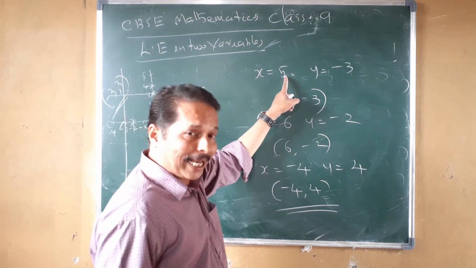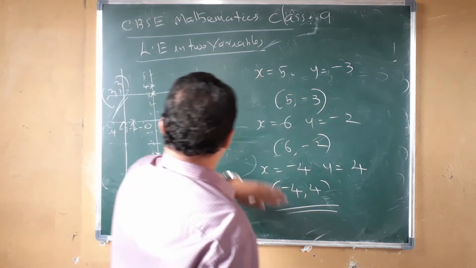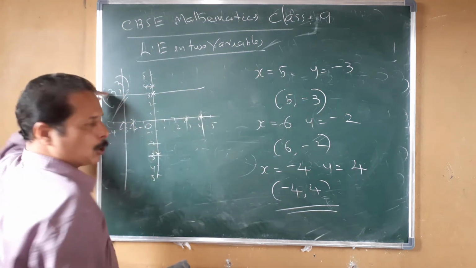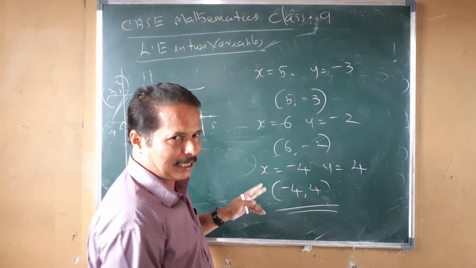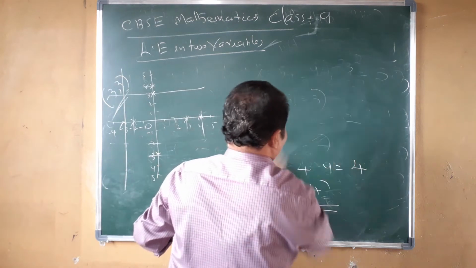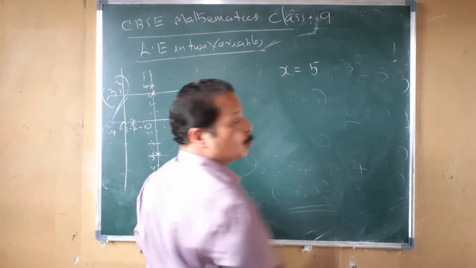So you can easily find the intersecting point of the lines parallel to the x-axis and y-axis. x is equal to a constant: the line is parallel to the y-axis. y is equal to a constant: the line is parallel to the x-axis. And the intersecting point is (x, y). Is it clear? Okay. And you can write that in the form of a linear equation in two variables.